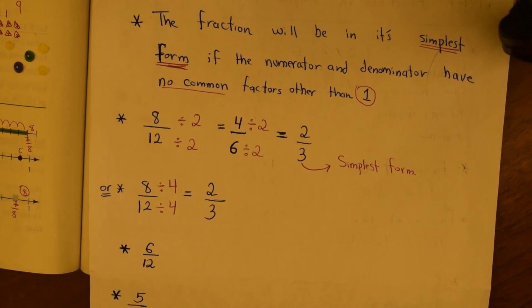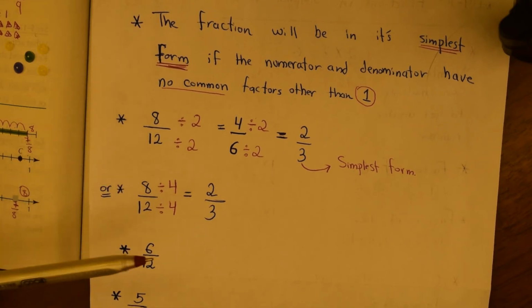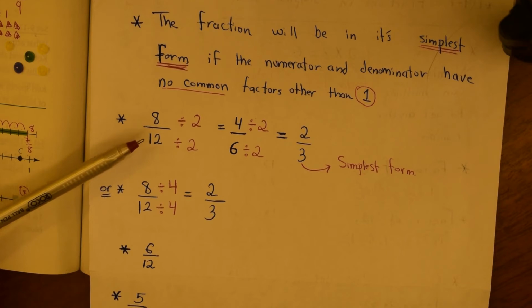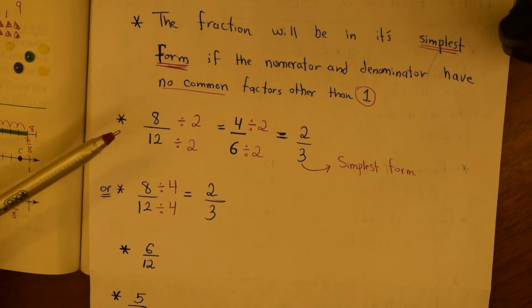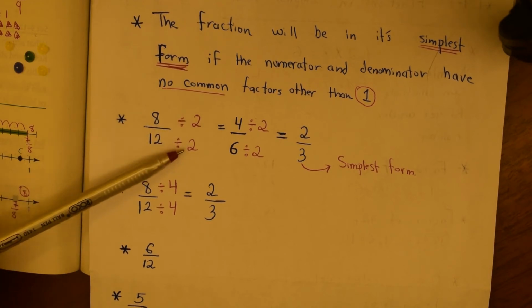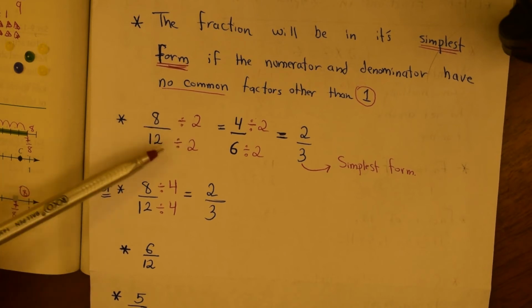So how can I say that a fraction is in its simplest form? The fraction is in its simplest form if the numerator and denominator have no common factors other than 1. So what is the meaning of that? I cannot divide the numerator and the denominator by any number other than 1. So for this fraction 8 over 12, I will try to remember the common factors between 8 and 12. I know that 8 and 12 are divisible by 2 because they are even numbers. Then I will divide 8 by 2 and 12 by 2.